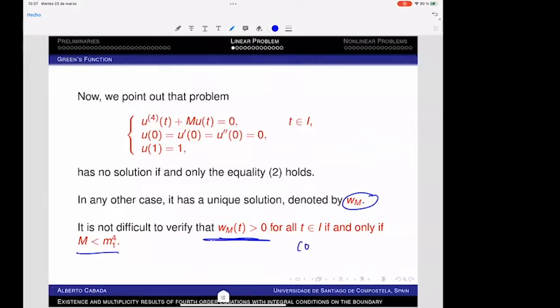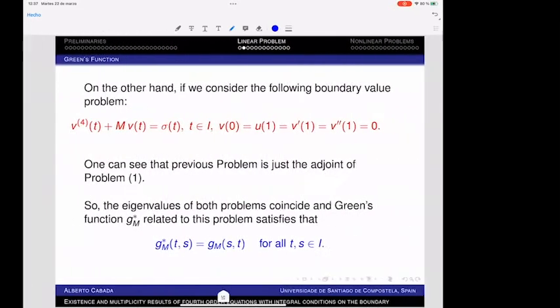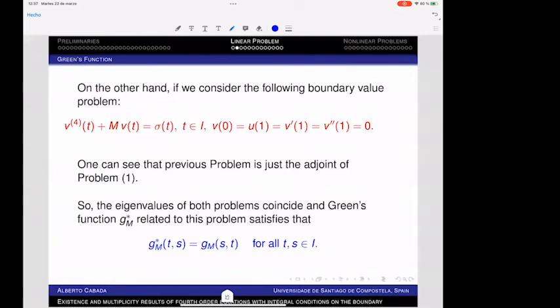Okay, sorry, it is positive in (0, 1), open here. And remember, m14 is the first eigenvalue. So on the left, for the first eigenvalue, the unique solution is always positive, right? We can verify this.